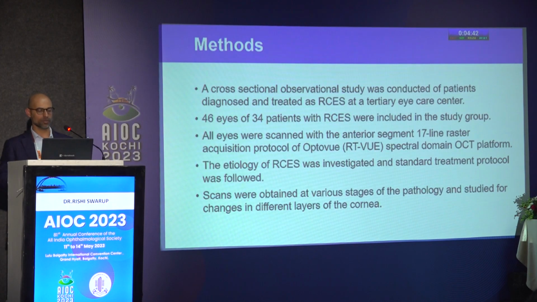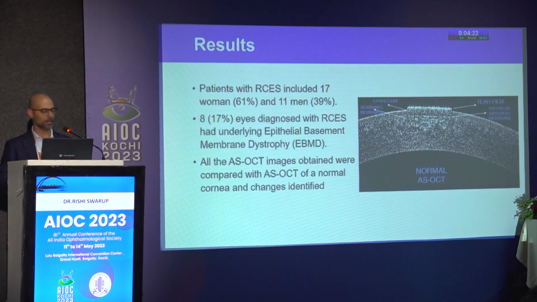So this was a cross-sectional observational study done at one center, 46 eyes of 34 patients. We used the OptoView RTView OCT 17-line raster. Basically, patients were investigated and standard treatment was started based on their diagnosis. The scans were obtained at different stages of the pathology and studied for changes in different layers of the cornea, depending on when the patient presented and followed up.